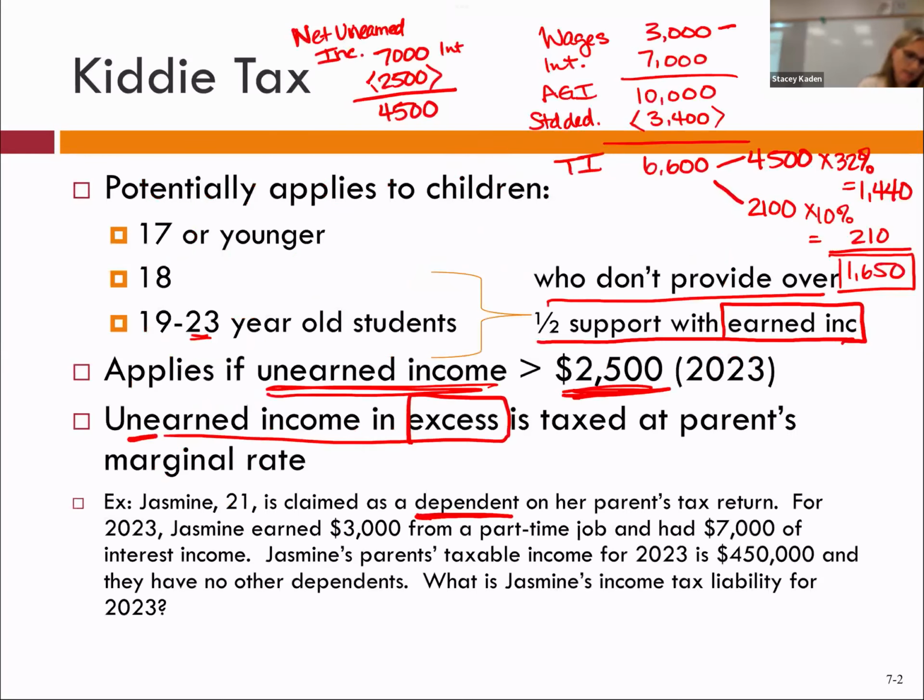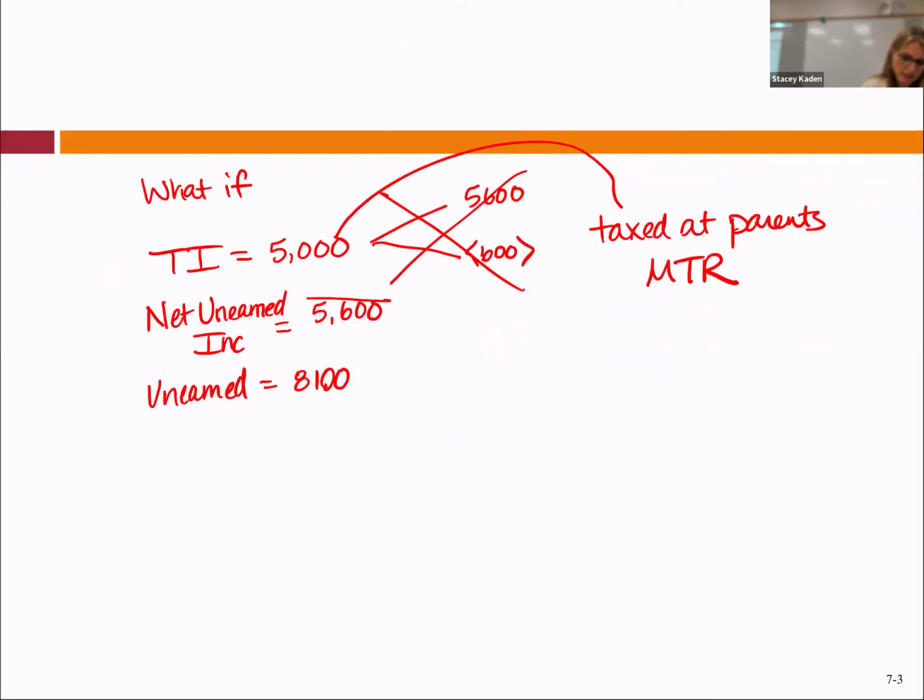Okay, so back here, the net unearned income was less than taxable income. So we taxed a portion of it at the parent's marginal tax rate. The remaining was taxed just at her rate. But if you're in a situation where your net unearned income is more than your taxable income, then you would just tax all of the taxable income at the parent's marginal tax rate. It's possible for this to happen if you have a lot of unearned income and not very much earned income.